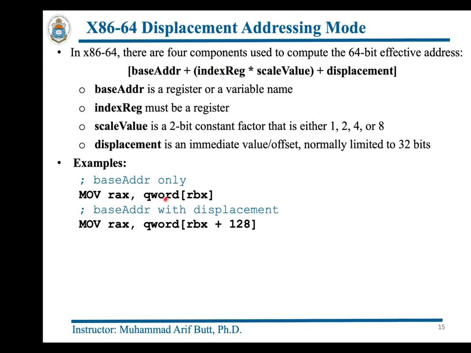And in this example, we have used the base address with displacement. The base address is there inside the RBX register, and we have added a displacement of 128 to the contents of the RBX register. So the sum of these two values generates the effective address, and a quad word from that memory location is moved inside RAX.